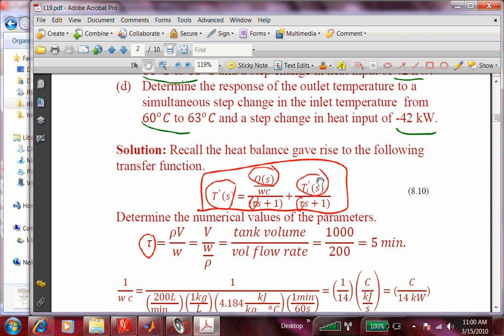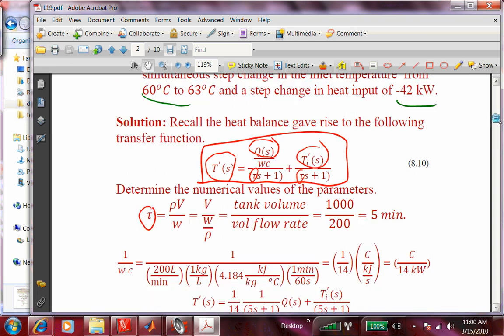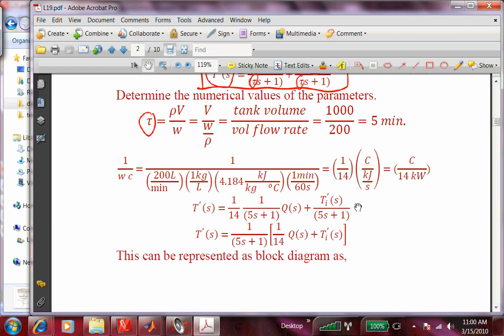So there's a summation term here. Basically, we saw that we can write this in many different ways by factoring it either in the form that you see here or in the next form that you see here. Either one of them. If I write it as a second form, then in both cases I will have 1 over 14, 1 over WC, that goes with the heating, Q. That's the reason for that gain block, 1 over 14.